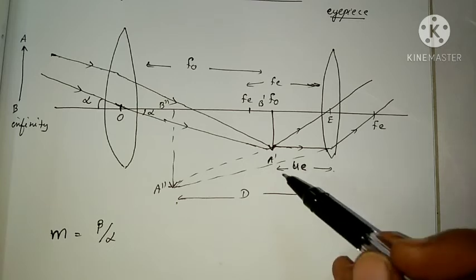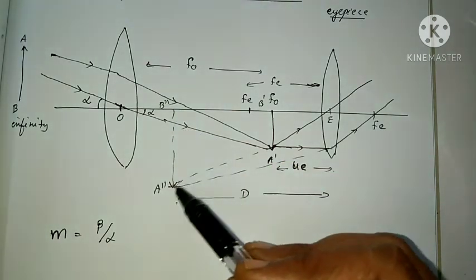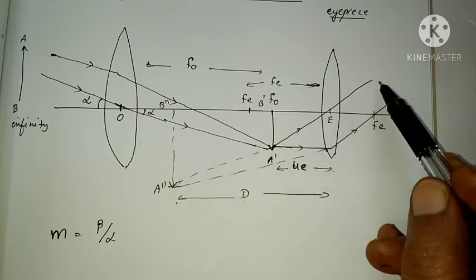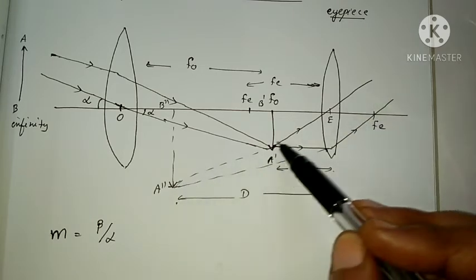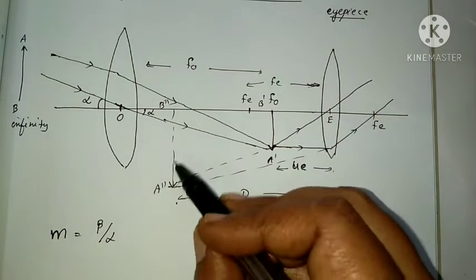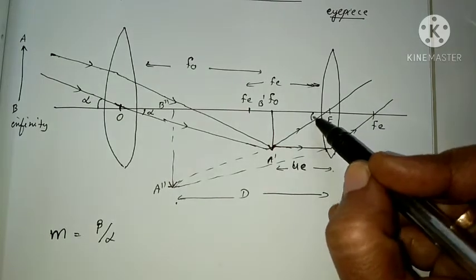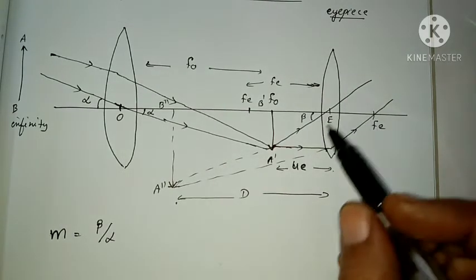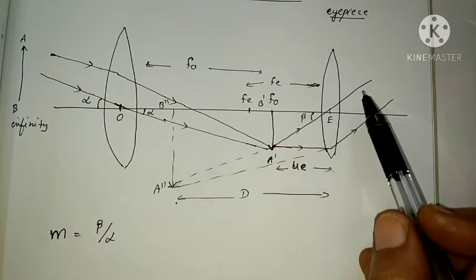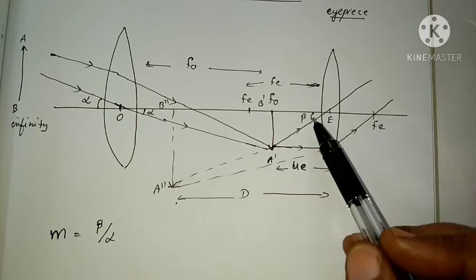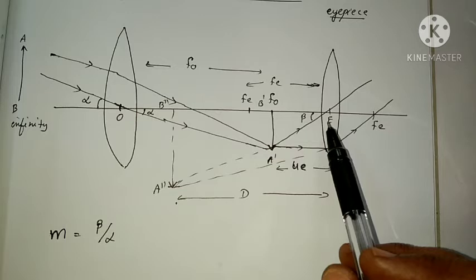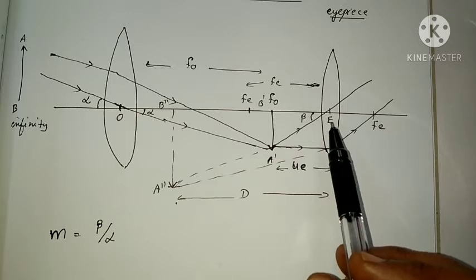Clear? And what is beta? Here the image is formed here, and the rays from the image fall on the eye. So what is the image angle, the image with the eye? This is the angle, this is the beta. Beta is the angle subtended at the eye by the image. That is beta. Clear? So from this alpha and beta, we can find out the magnifying power.